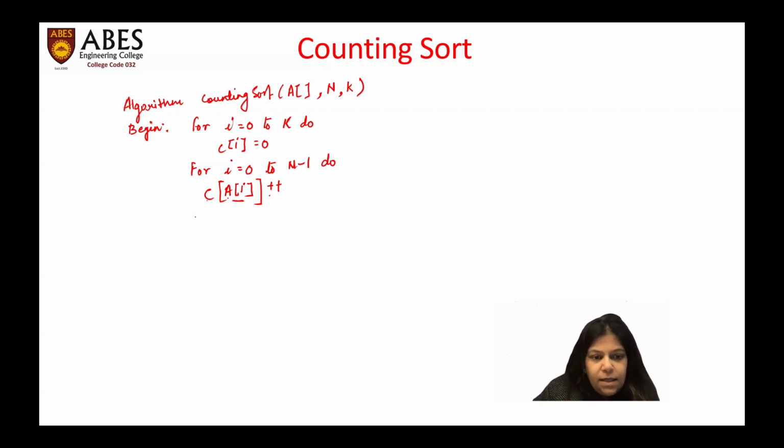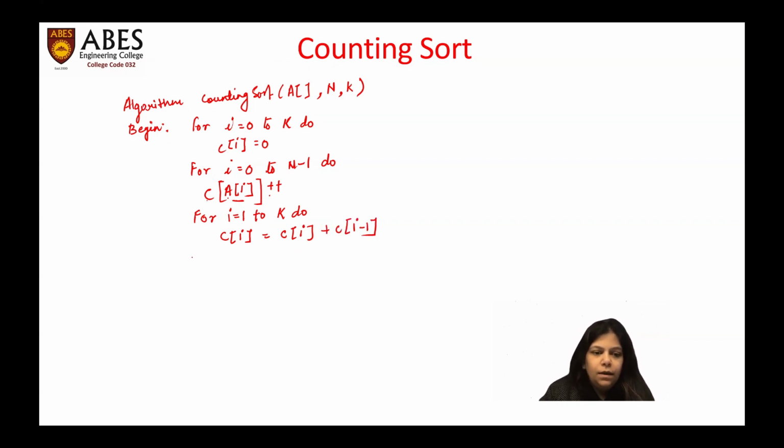Now, the next task is to convert it into a frequency array. For this, we will start from the second index to the last index. So this will become 1 to k. Now what do we have to do? We have to keep on adding up the previous element in the current element. So C[i] will become C[i] plus C[i minus 1], right?